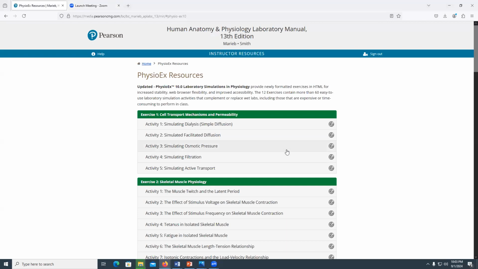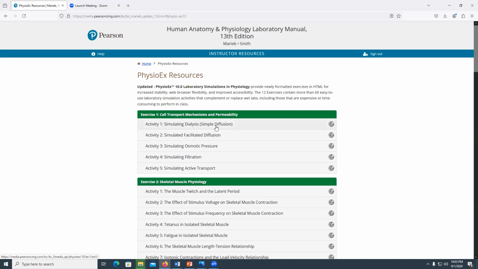Hello and welcome to our Activity 2 simulated facilitated diffusion experiment on PhysioEx. This is part of Exercise 1, the cell transport mechanisms and permeability. We are already through with Activity 1, simulating dialysis, simple diffusion. Now we will move on from simple diffusion into facilitated diffusion.